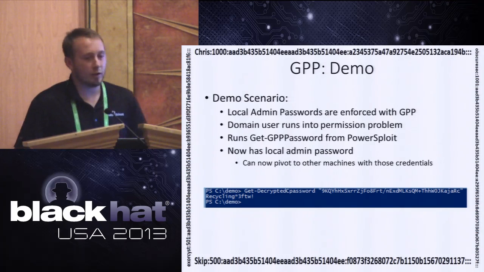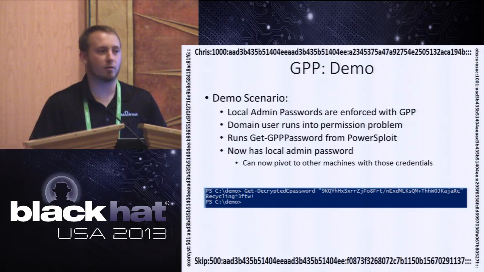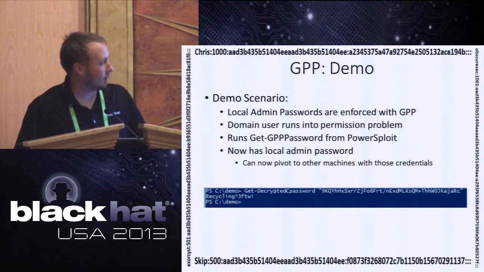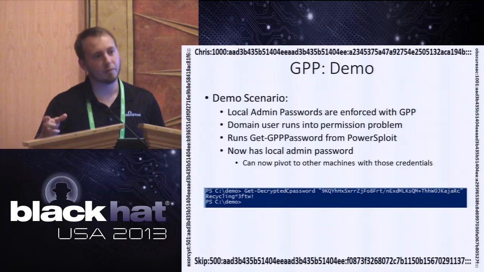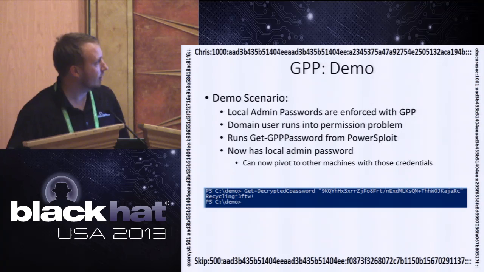So the tool that he released was in Python, which is cool, but Python's not installed on Windows by default, but PowerShell is. So I rewrote it as a PowerShell function, and released with the talk is Get-DecryptedCpassword. So if you want to go grab the actual encrypted form, pull it down and decrypt it instantly with PowerShell, you can do that.